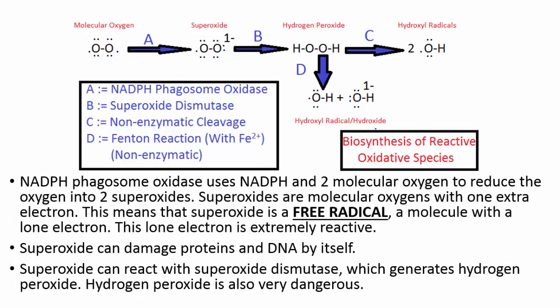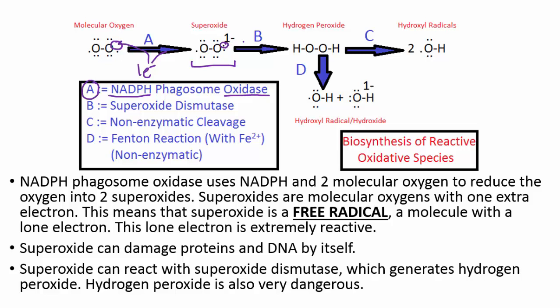Now the committed step in reactive oxidative species synthesis is catalyzed by this enzyme right here, A, which is called NADPH phagosome oxidase. You may just refer to it as NADPH oxidase. That's another name for it. Basically what it does is, one at a time, it transfers one electron into molecular oxygen, and you end up with this molecule called superoxide. Notice there's an empty space right here where you could have an electron, and that electron ends up right there, and you see it right here in superoxide.